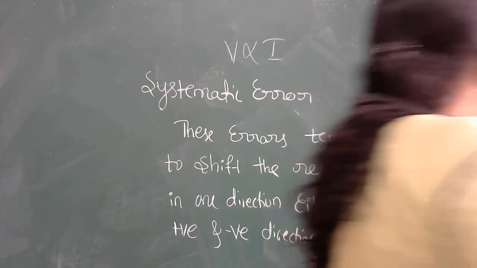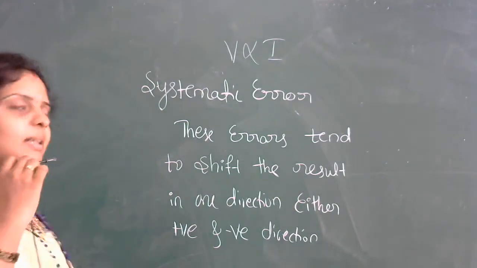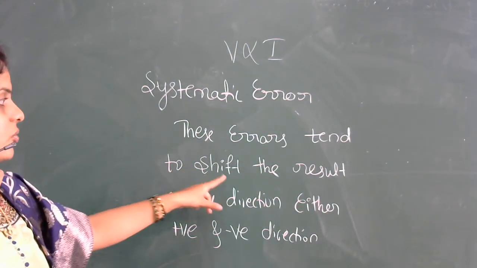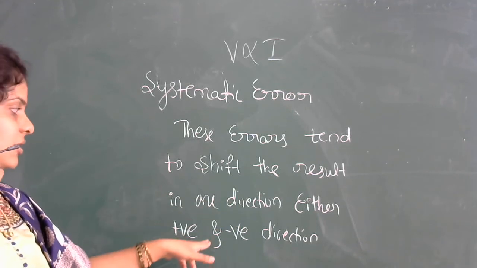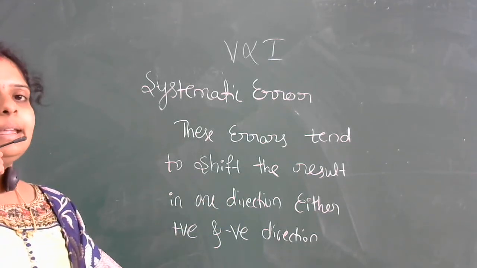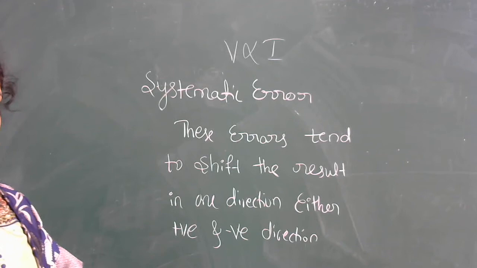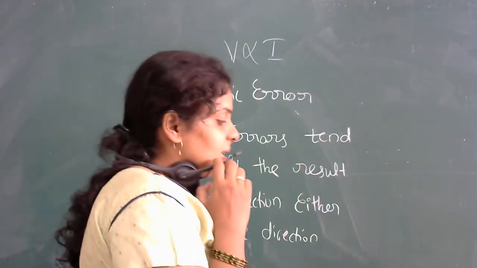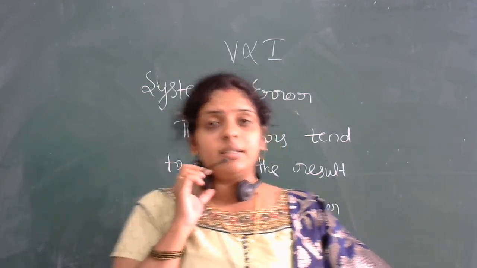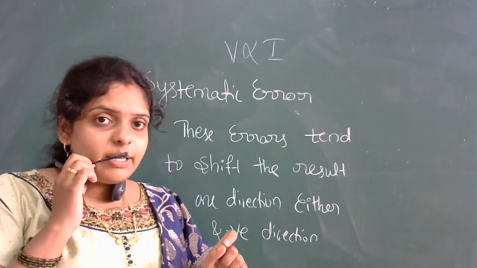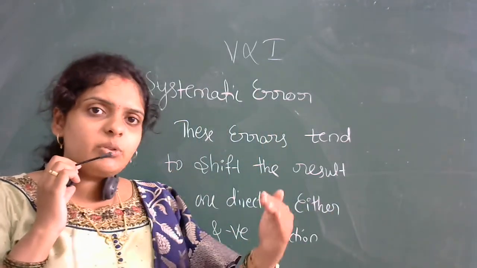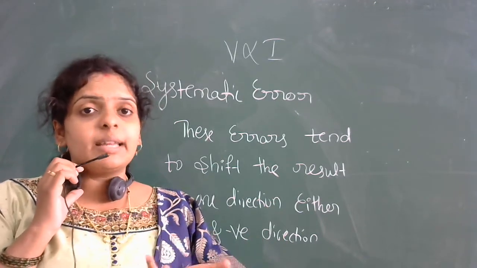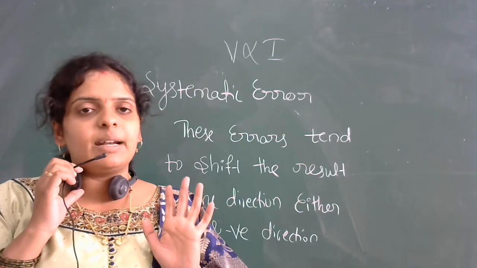If you have any doubt regarding the systematic error, you can ask tomorrow in the live class. These errors tend to shift the result in one direction, either positive or negative direction. Is it clear to everyone? Next we will see, if you understood this systematic error, that in systematic error the error is occurring in the positive direction or the negative direction. Why is this error occurring? What are the reasons for the occurrence of this error, that we will see.